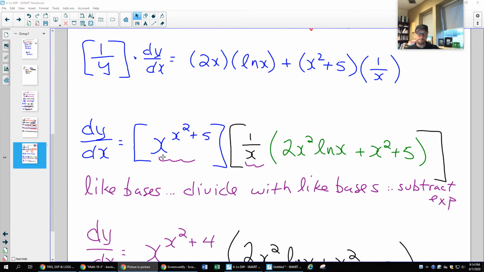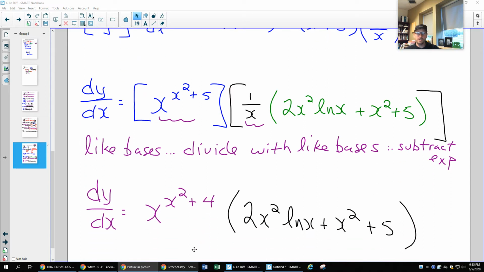So then, like we did back in math 10, like you did back in math 20, your bases are the same. You have x base and you have an x base. Here you're dividing. So what do you do when you divide? You subtract exponents. This has an exponent of 1. This is x squared plus 5. So x squared plus 5 minus 1 is x squared plus 4.